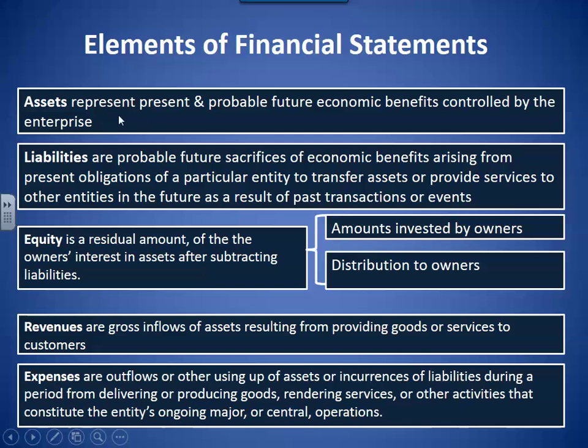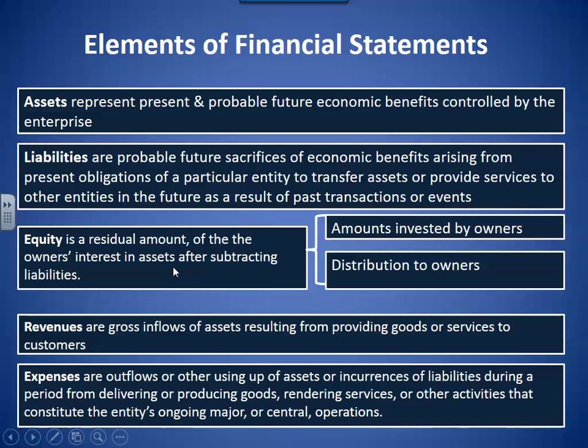Assets represent present and probable future economic benefits controlled by the enterprise, or if you will, the entity. Liabilities are probable future sacrifices of economic benefits arising from present obligations of a particular entity to transfer assets or provide services to other entities in the future as a result of past transactions or events.